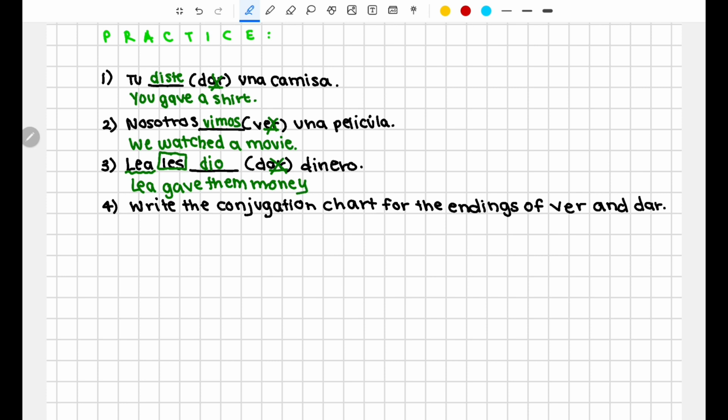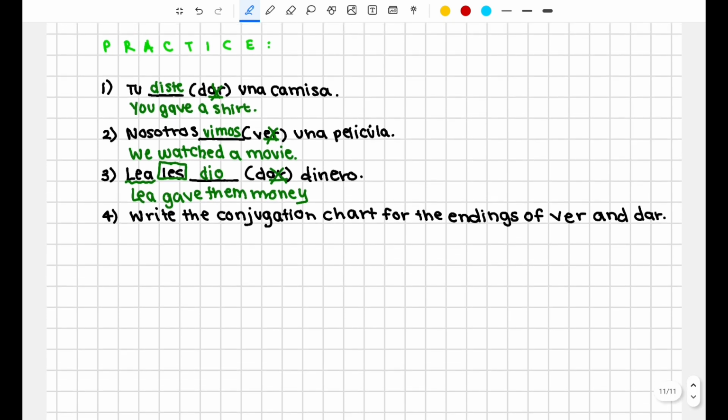And for the last one, we just need to write a conjugation chart for the endings, and those endings are the same as the ER, IR preterite verb endings. So that is just í, iste, ió, imos, isteis, and ieron. Remember though, no accents, since we are talking about the irregular preterite tense, which has no accents.